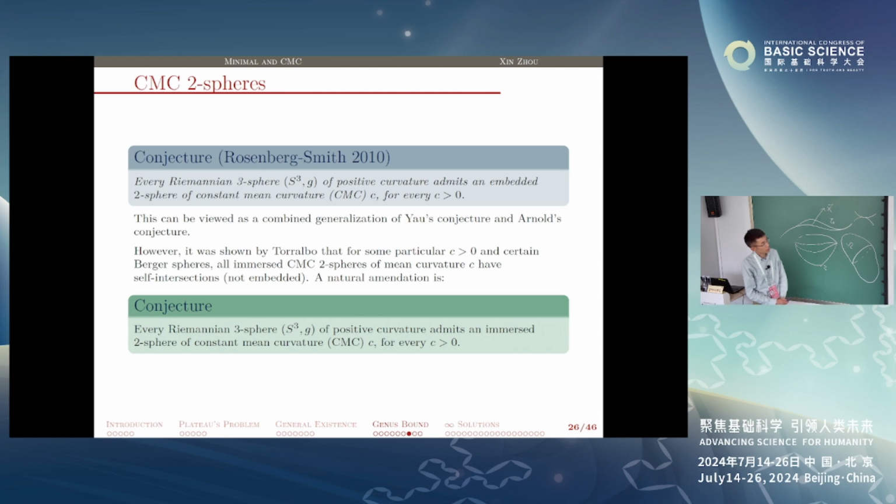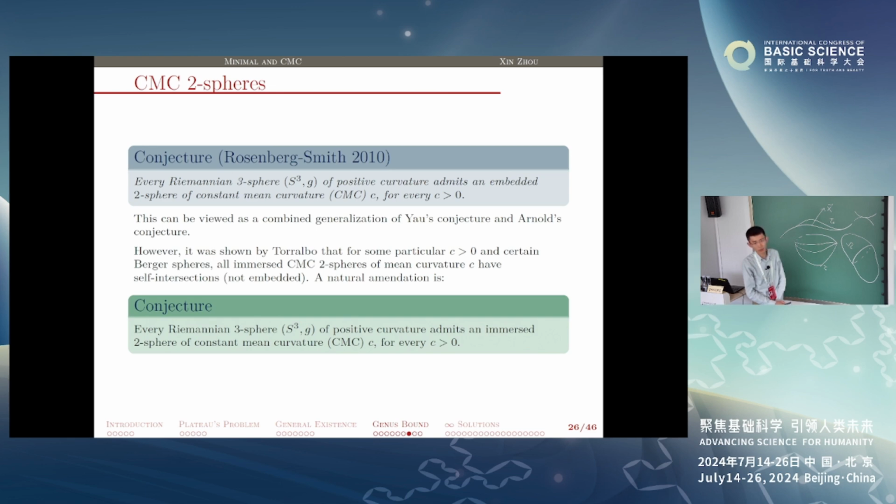They conjecture that every remaining three sphere, S3 endowed with a Riemannian metric of positive curvature, they actually didn't specify which positive curvature they want, but let's pick your favorite positive curvature, admits an embedded two sphere of constant mean curvature C for every C positive. This can be viewed as a combined generalization of Yau's four-sphere conjecture and Arnold's conjecture.